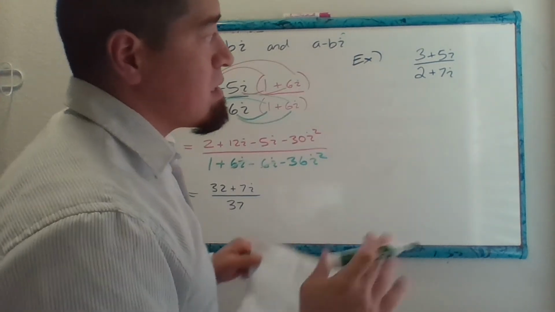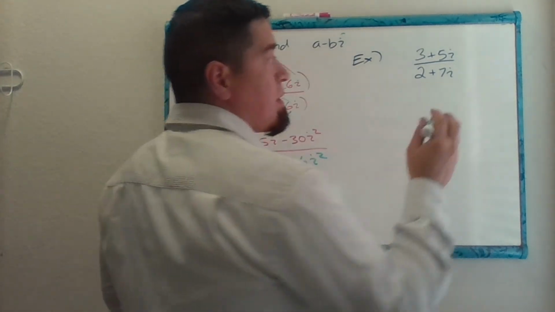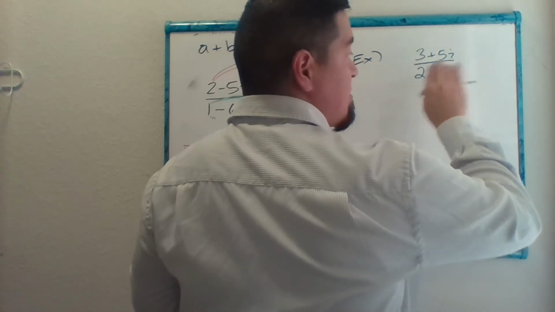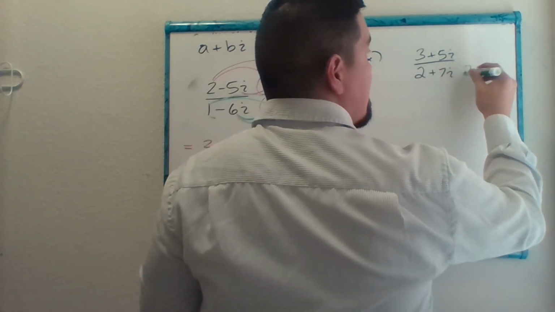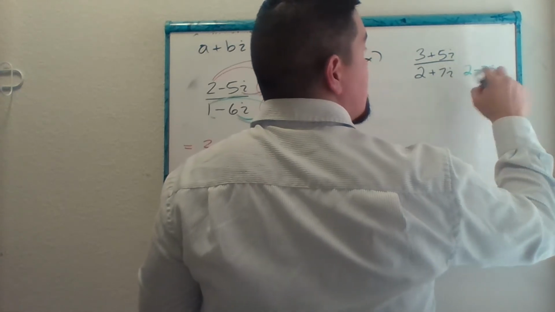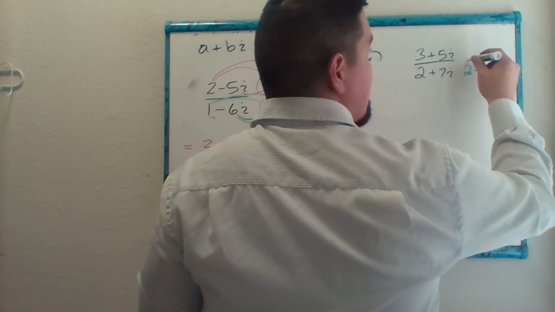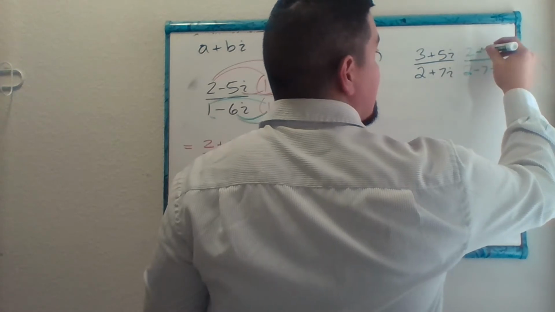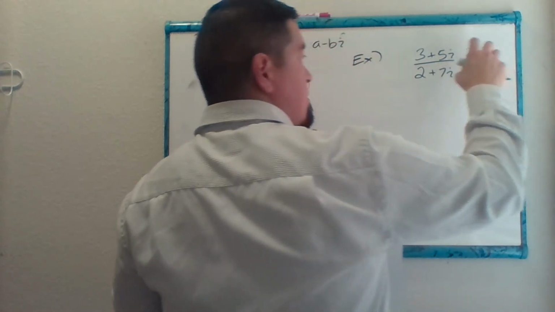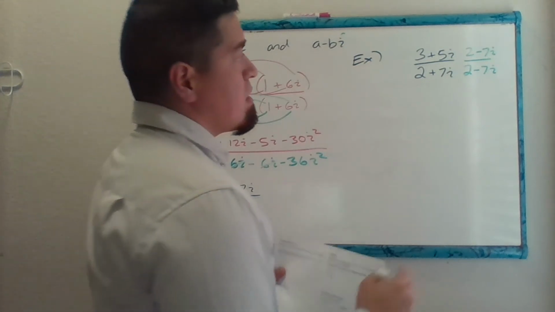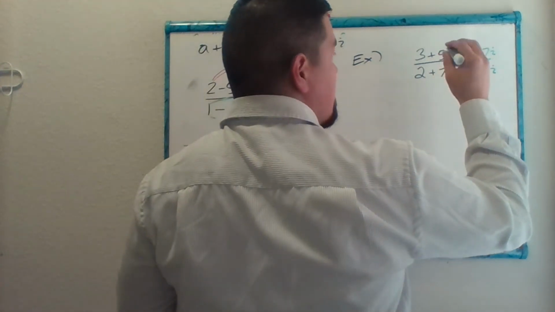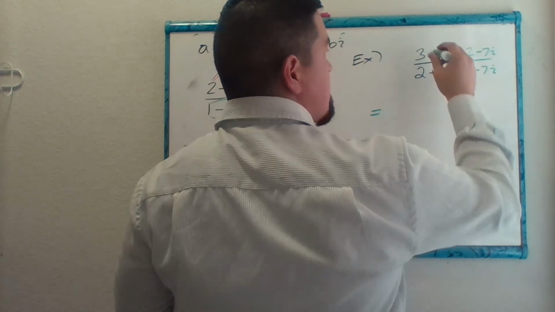Okay, so what are we going to start with? We're going to multiply by the conjugate, because we don't want i's in the bottom, so we're going to multiply by the conjugate of 2 plus 7i, which is 2 minus 7i. But we have to do that on top and on the bottom, because again, we're not trying to change this, we're just trying to change the way it looks. So from here, I can start my distribution.